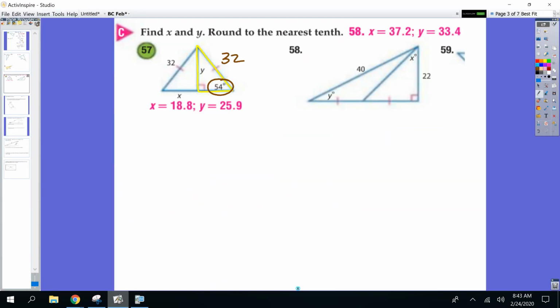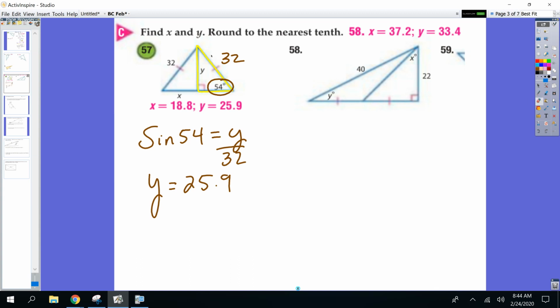15. Sine. Opposite over hypotenuse. We good? Cross multiply. It's in your calculator. You don't have to worry about radical form or anything. You're just rounding. 25.9. Okay, 25.9. What about x now?